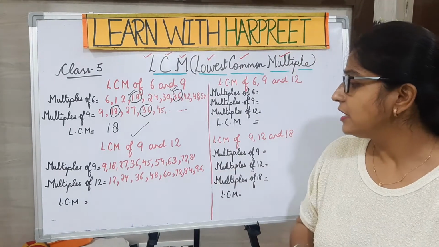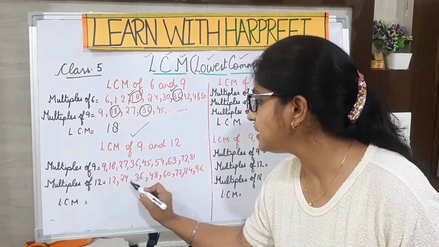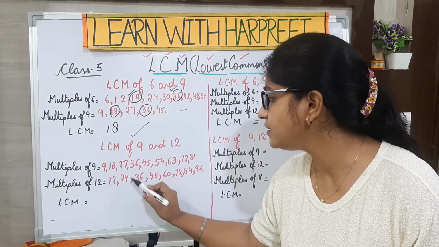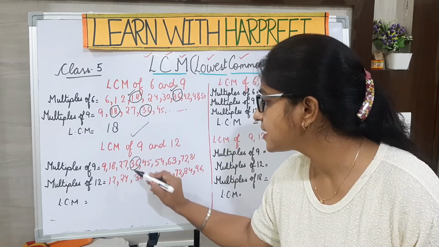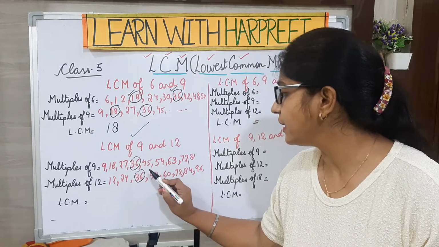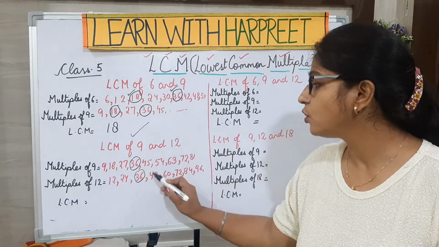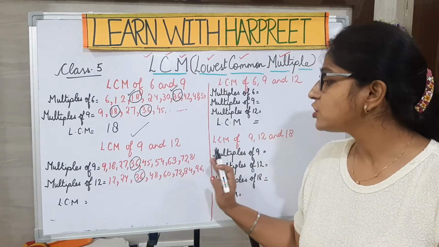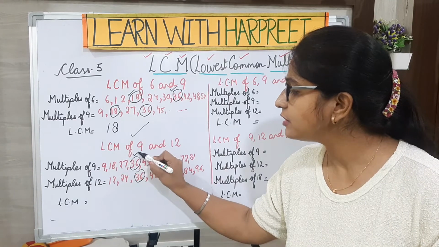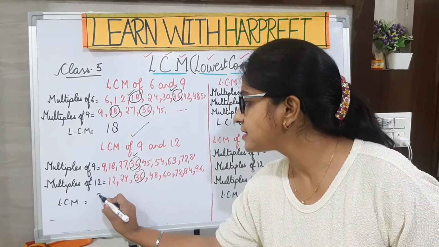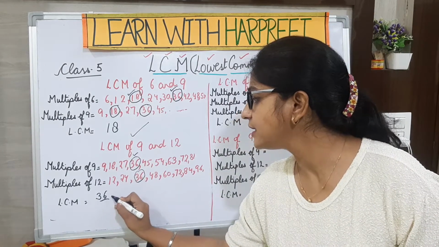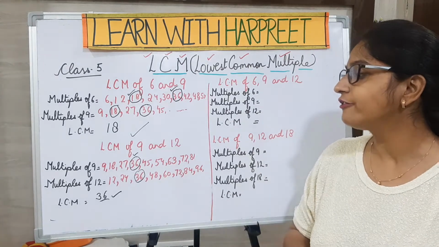Now we will see the common multiple. I can see over here, out of 9 and 12, that 36 is the common multiple. And when we go forward, I have seen that there are no common multiples ahead. So I can say the lowest common multiple is 36. So 36 will be the LCM of 9 and 12.